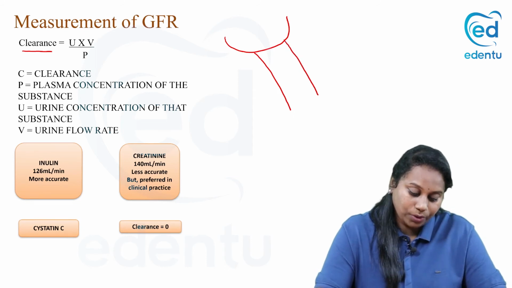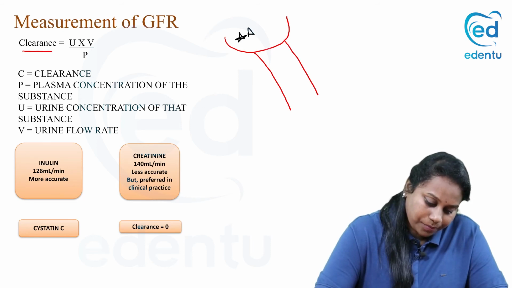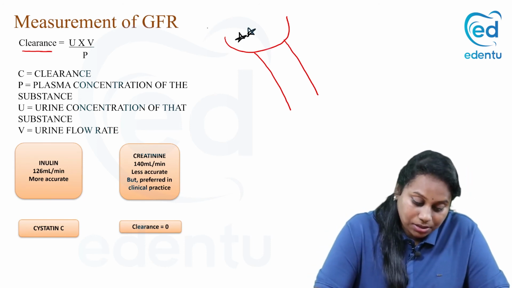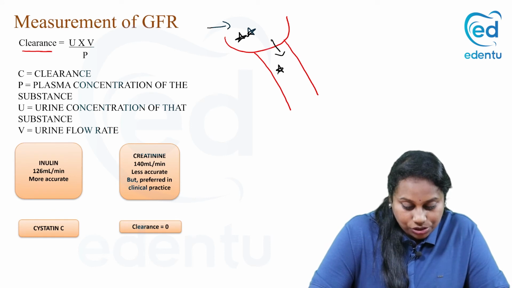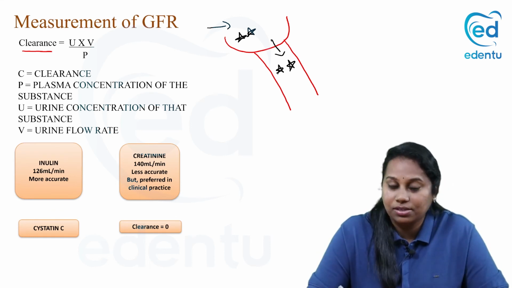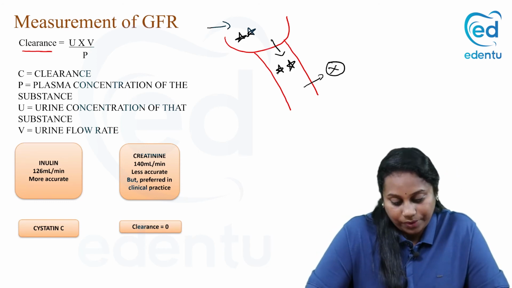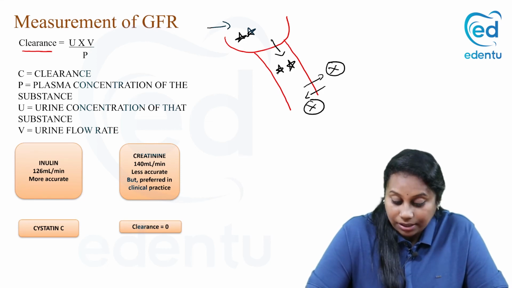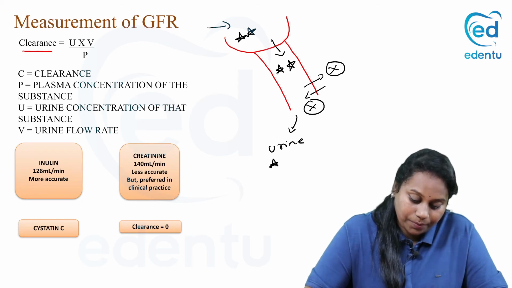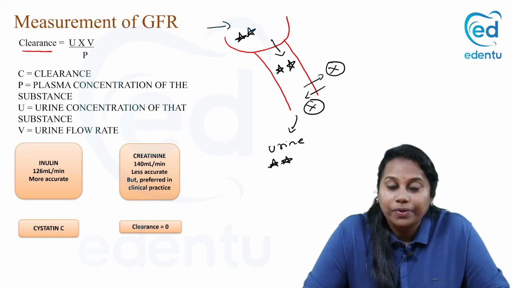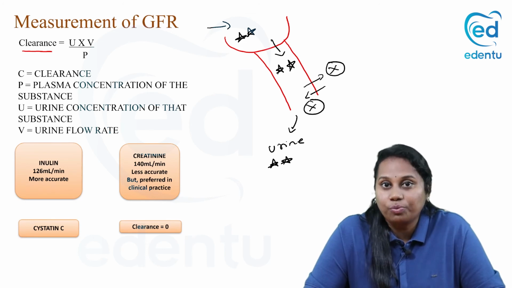Glomerulus, the tubule. So let's take any substance. This is the substance. This substance should freely flow in the plasma, and this substance should be freely filtered in your glomerulus, and this substance should not be reabsorbed by the tubule. It should not be secreted into the tubule, and it should come out in urine, and it should be a measurable one. If a substance follows all these criteria, you can use this substance to measure clearance.